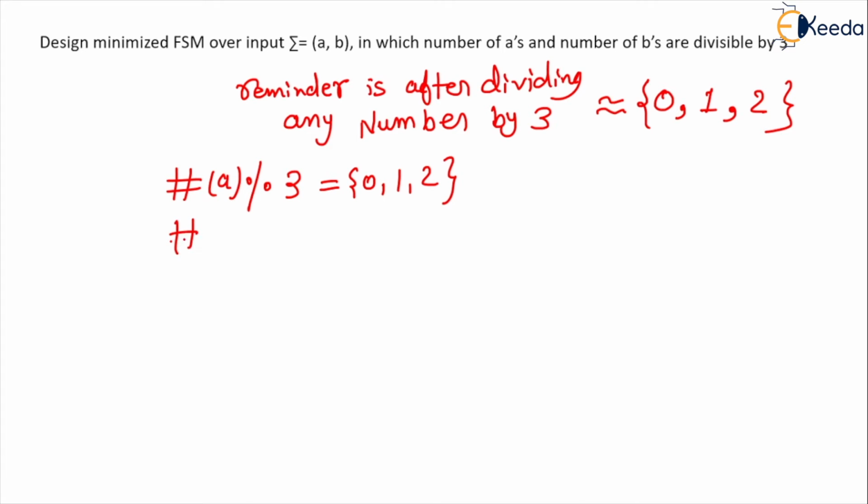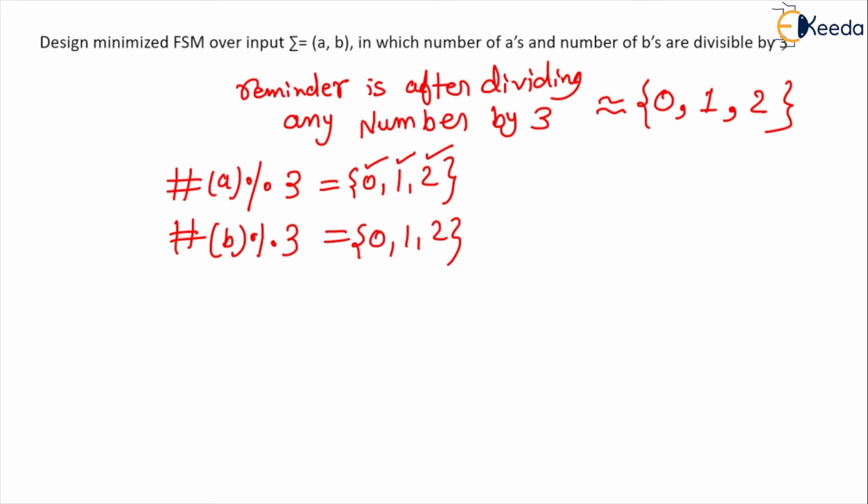Same when we find the remainder for the number of B's when we divide by 3, so number of B's mod 3. The result will be either 0, 1 or 2. Got it? When it is 0, the number is a multiple of 3, divisible by 3, and the remainder is 0. Otherwise the number generates remainder 1 or remainder 2. So there are three possibilities when we divide the number by 3.